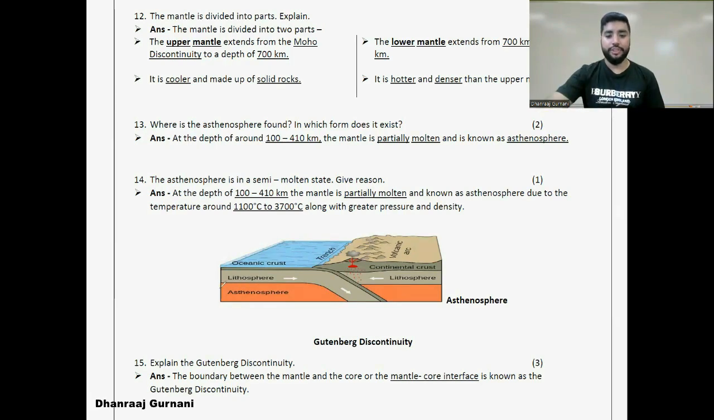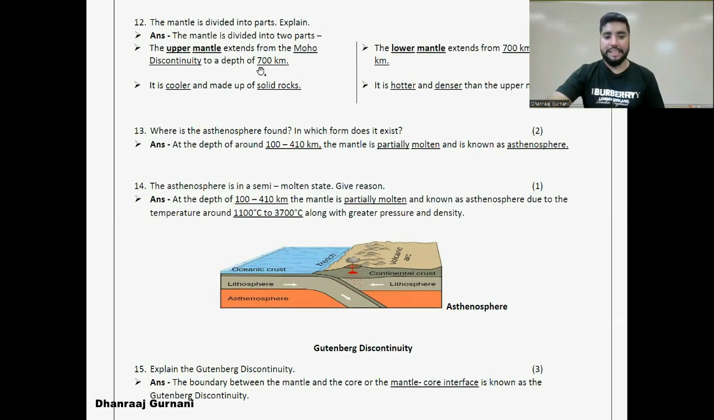Here you can see a picture: ocean, lithosphere, and below the lithosphere, which is a part of the mantle, it's a part of the upper mantle. The upper part of the upper mantle is the asthenosphere. Semi-molten, that is semi-molten means semi-solid.